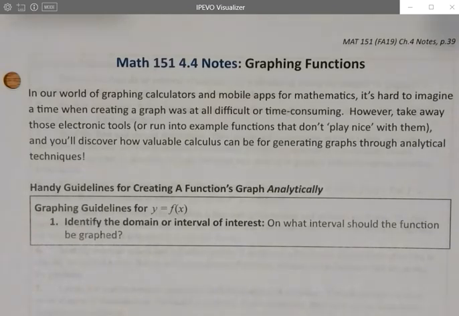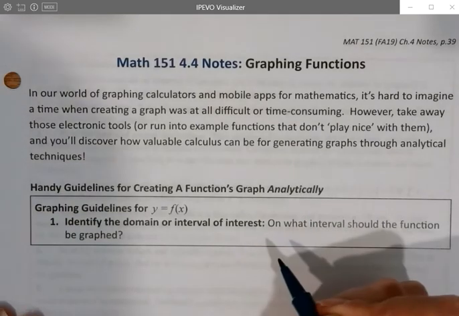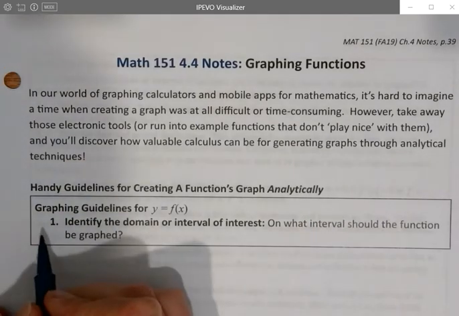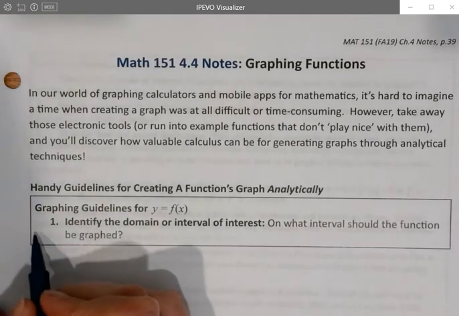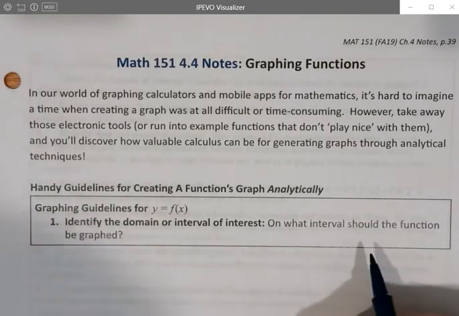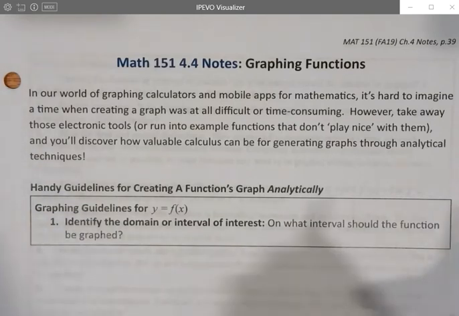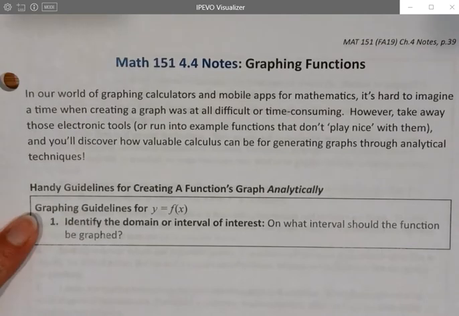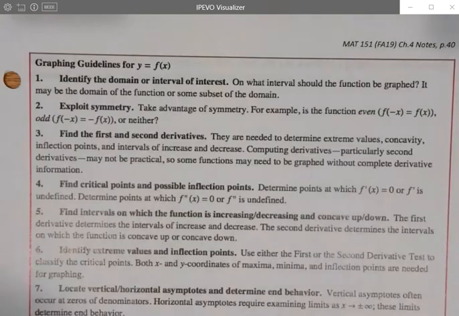We're going to deal with these both analytically by hand, and we're also going to graph them on the technology, on Desmos. So the first thing we want to do is identify the domain or interval of interest. Over what values should the function be graphed? And then our guidelines really start on the next page. This graphic just didn't fit all on the same page, unfortunately, and so there are the rest of the items.